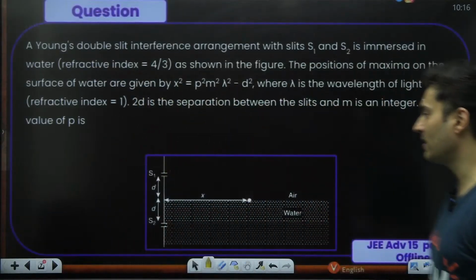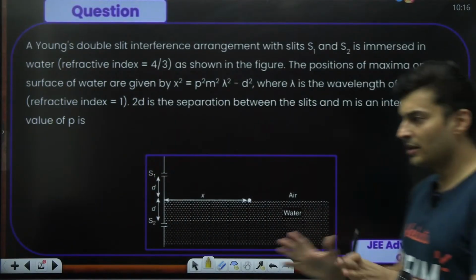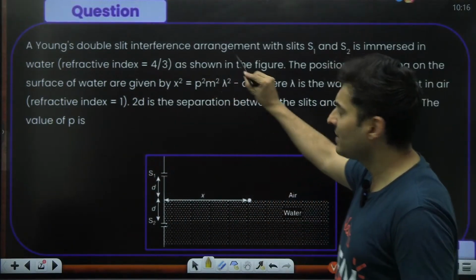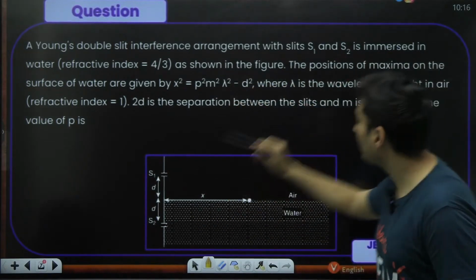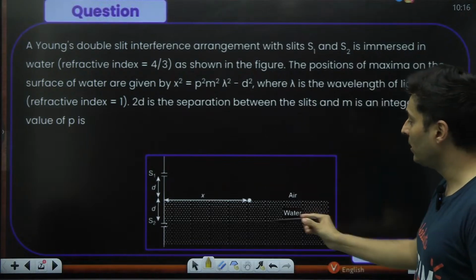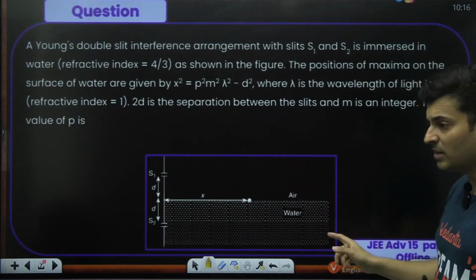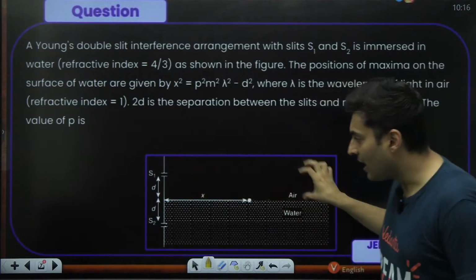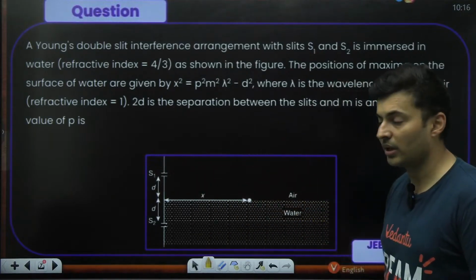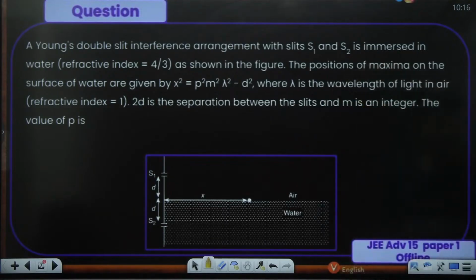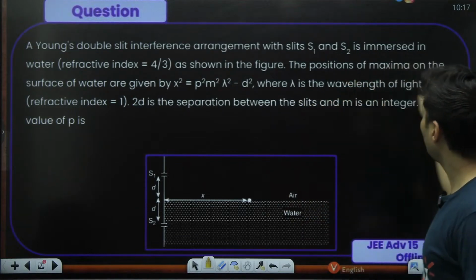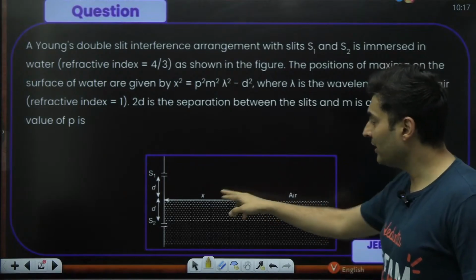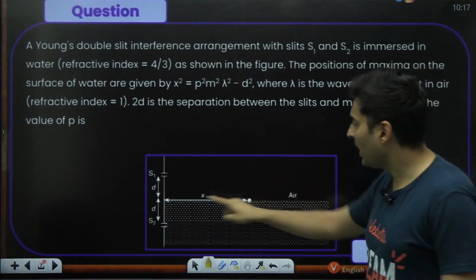Now onwards, the good questions have started. Get ready for it. This is a good question. Take your time. A Young's double slit experiment in which slits S1 and S2 are immersed in liquid like water and air. But the funny part is, the first slit is in air, the second slit is immersed in water. Can you see that? So there is a difference. It's partially in water, partially in air. Now it is given the positions of the maxima on the interface is given by x.